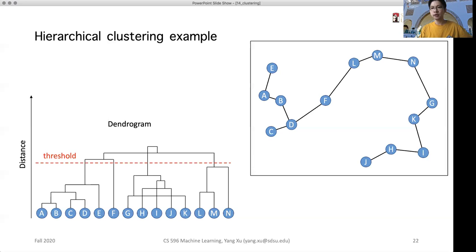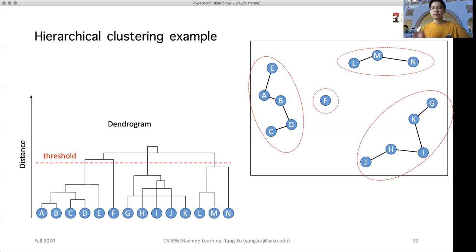If we remove all the connections, then the result will be what? 4 clusters, right? Because we remove the connections between F and D, F and L, and N and G. So the result is 4 clusters with only F as an isolated data point. So that is one possible way to cluster the data points. And as we can see, the way we set the threshold determines the resulting clusters, right?